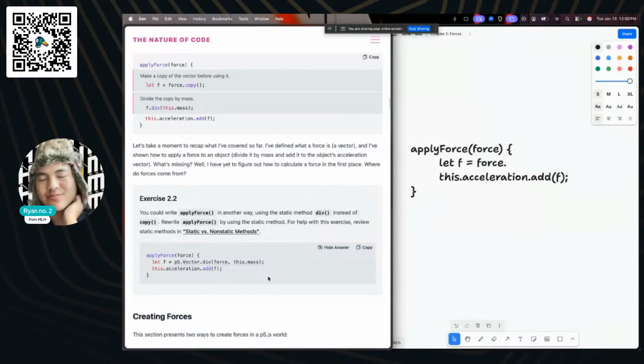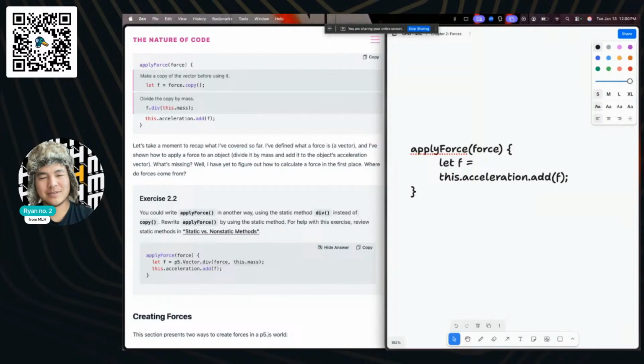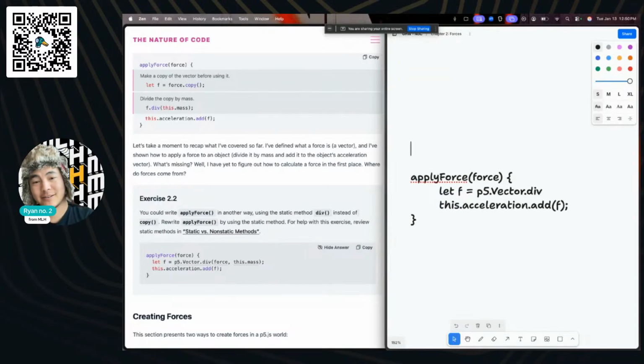Vector dot, oh. Yes, that makes sense. Okay, so the answer ended up being p5.Vector.div because Vector is the overall class, and otherwise we would be doing something like force.div instead of Vector.div. And so if we applied it to the force.div, then that would change... what would that change?